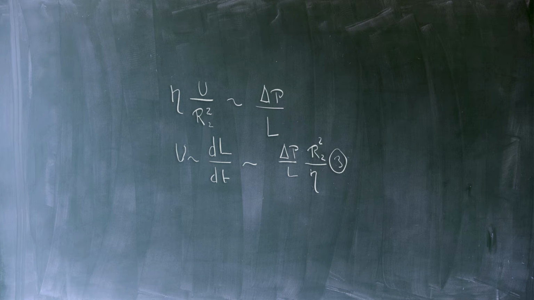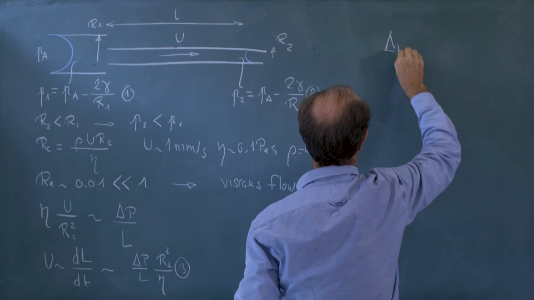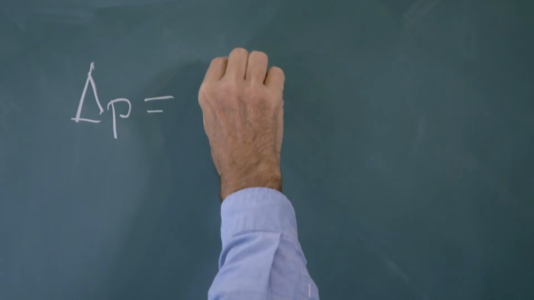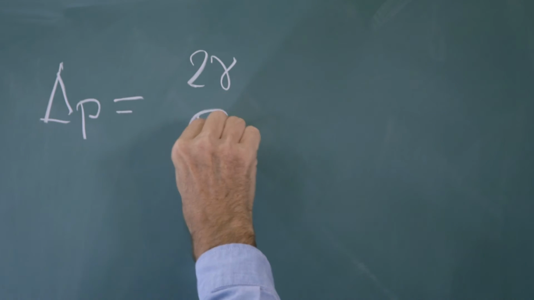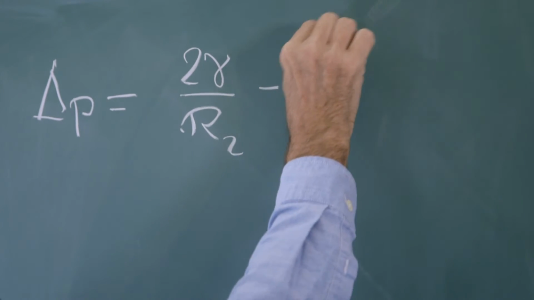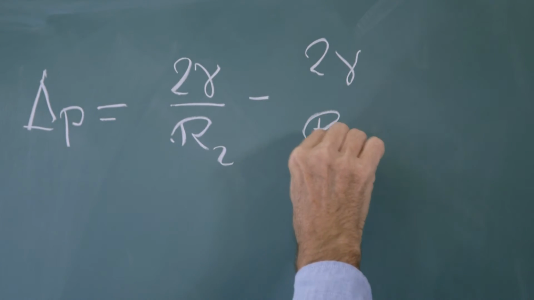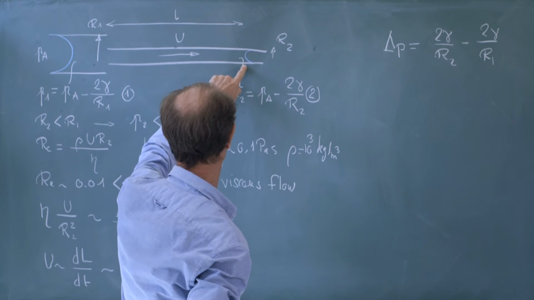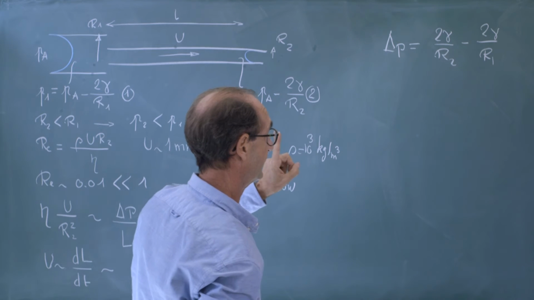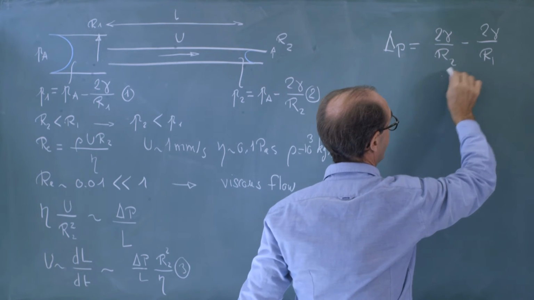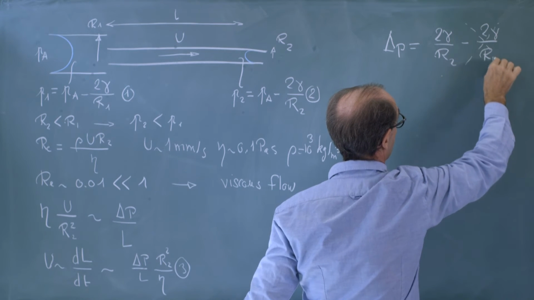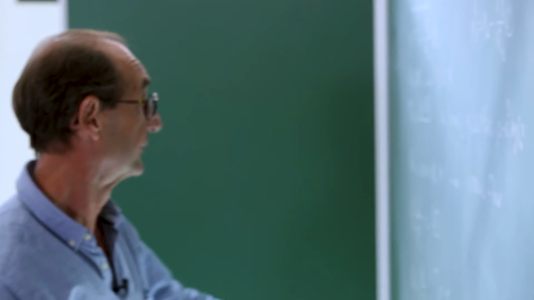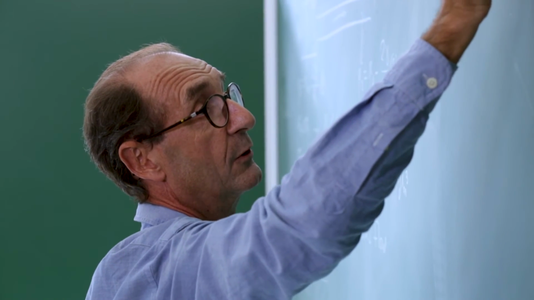Now, since we have the pressure P2 and the pressure P1, we can compute the difference in pressure, delta P. So delta P is simply 2 gamma divided by R2 minus 2 gamma divided by R1. We've seen that this tube is actually much smaller in radius than this one. As a consequence, this term is smaller than this one, so we can ignore this term in the derivation. And this is our equation 4.